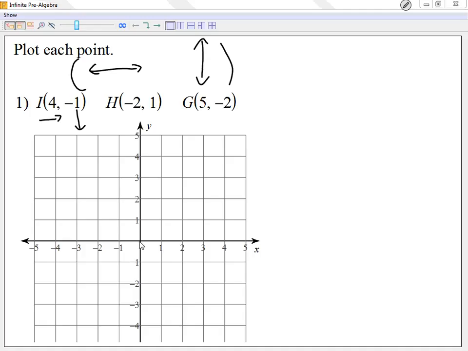So starting from the origin, starting right there from where the x and the y axis intersect, I'm gonna go 4 to the right and 1 down, and that's gonna give me the point I. For h, I'm moving to the left and going up, and I'm looking at the signs. So starting from the origin, let me go 2 to the left and 1 up, so that gives me my point h. Then if I look at g, I'm going to move to the right and then I'm going to move down. So starting from the origin, let me go 5 to the right and 2 down. So that gives me the point G.